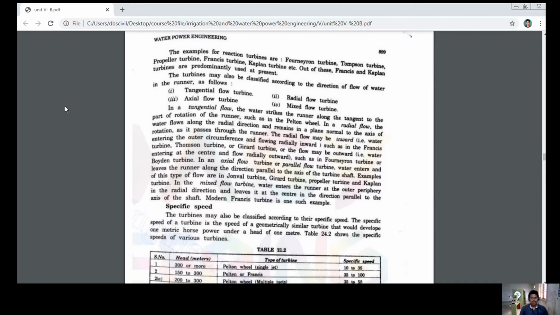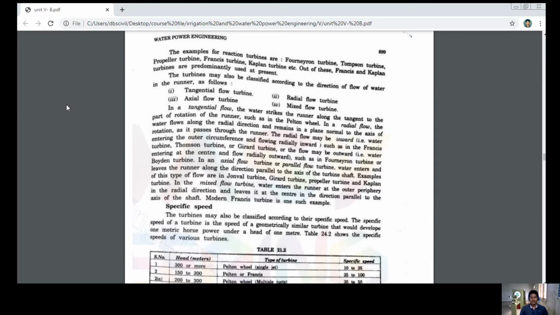In a radial flow turbine, the water flows along the radial direction and remains in a plane normal to the axis of rotation as it passes through the runner. The radial flow may be inward, such as in the Francis turbine, Thomson turbine, or Girard turbine, or the flow may be outward, such as in the Fourneyron turbine or Boyden turbine.